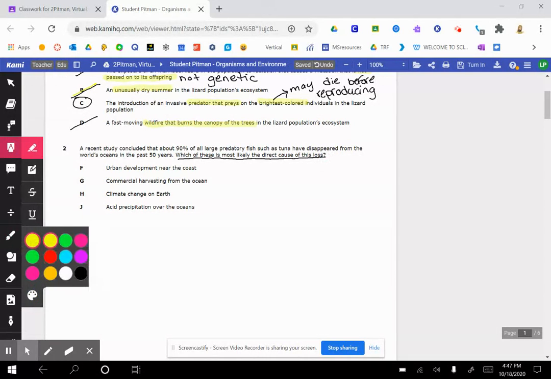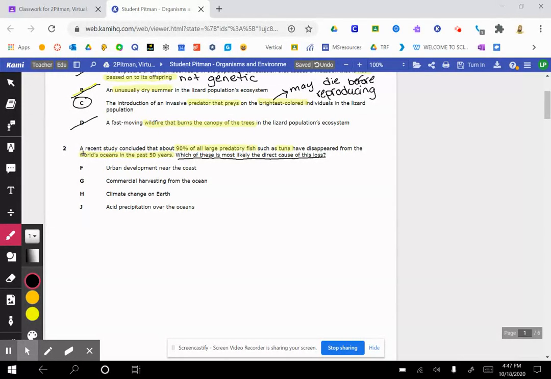Okay, now I'm going to highlight keywords. A recent study concluded that about 90% of all large predatory fish, such as tuna, have disappeared from the world's oceans in the past 50 years. Okay, so one major thing I've noticed is it's taking 50 years for this to happen. So that is a long period of time. This is not a short ecological change. This is happening over a long period of time. So let's take a look.